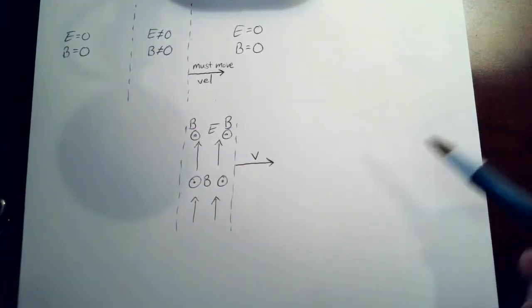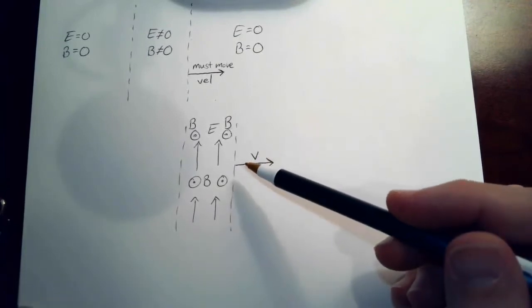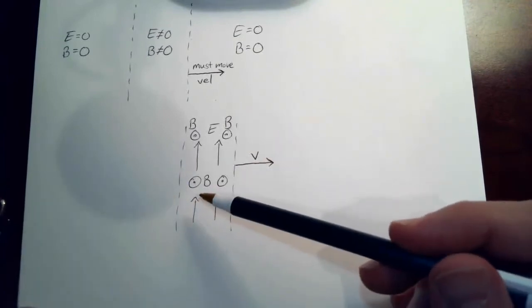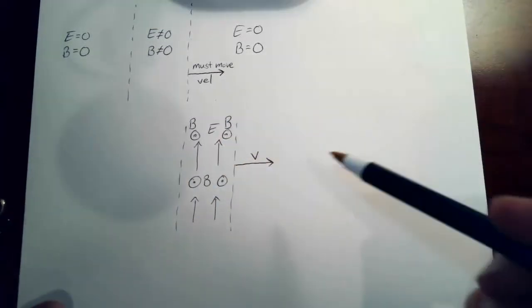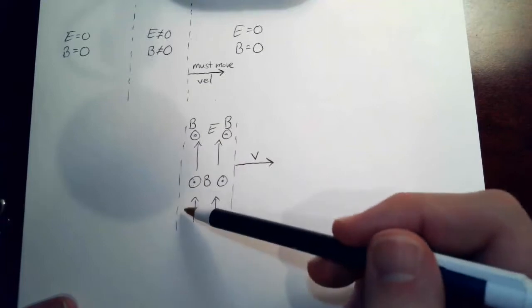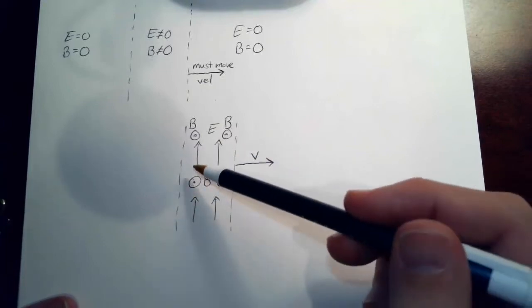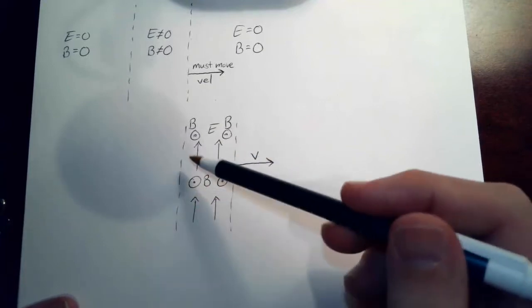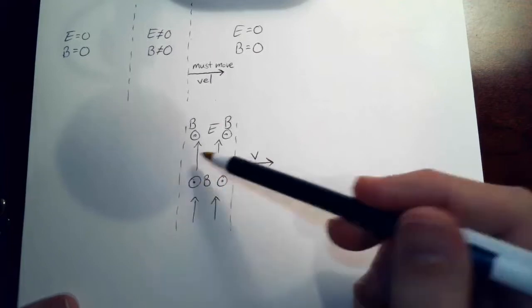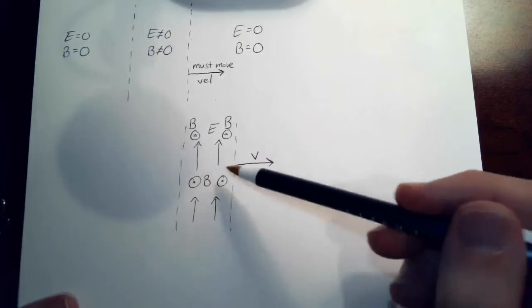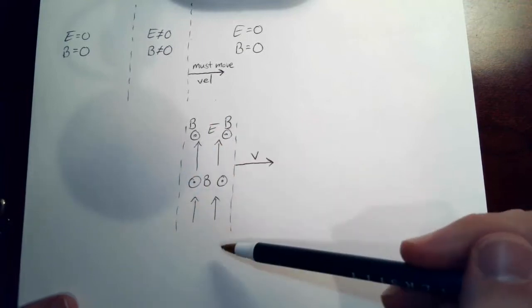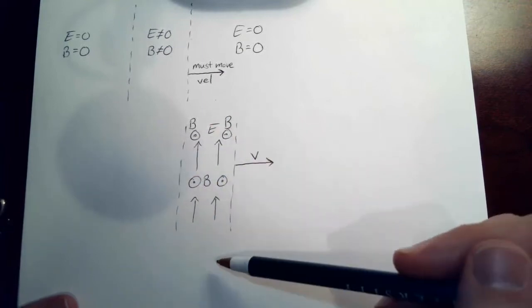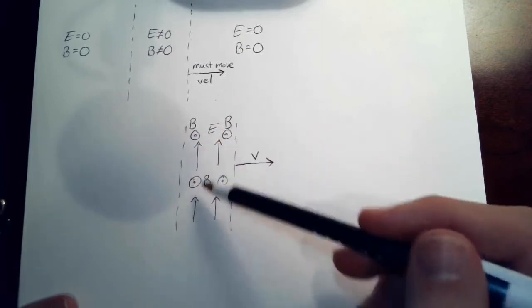It's pretty straightforward to show that Gauss's law for electricity and for magnetism are satisfied here. For Gauss's law for electricity, I can draw a Gaussian surface inside of this slab, and you see that the electric field both enters and leaves that Gaussian surface. So the net flux through the surface is 0, therefore the charge enclosed in the surface is 0. And that's exactly what we have here: there are no charges in this slab, just an E field and a B field.